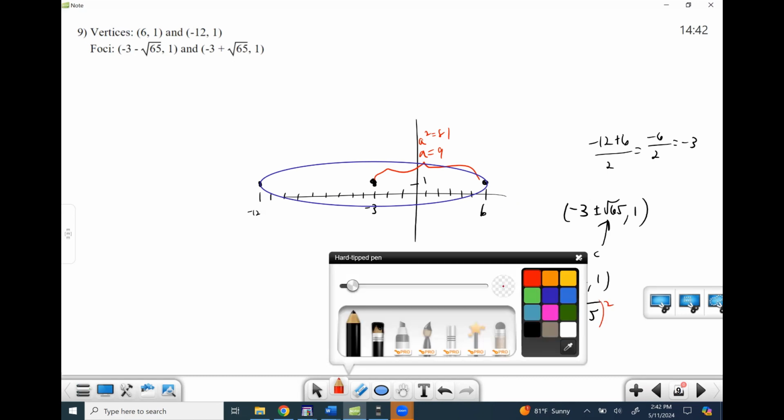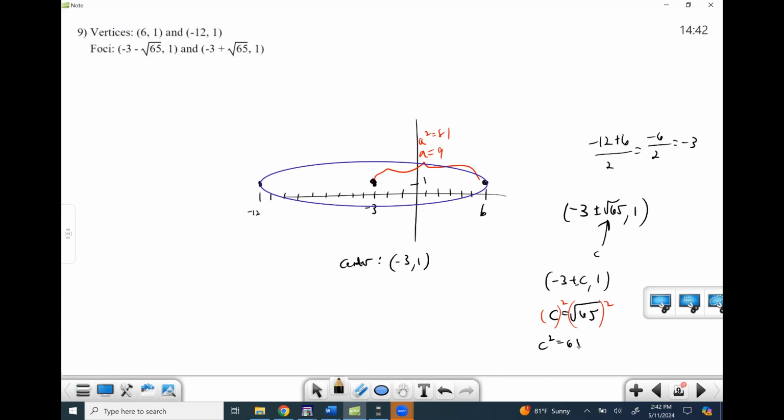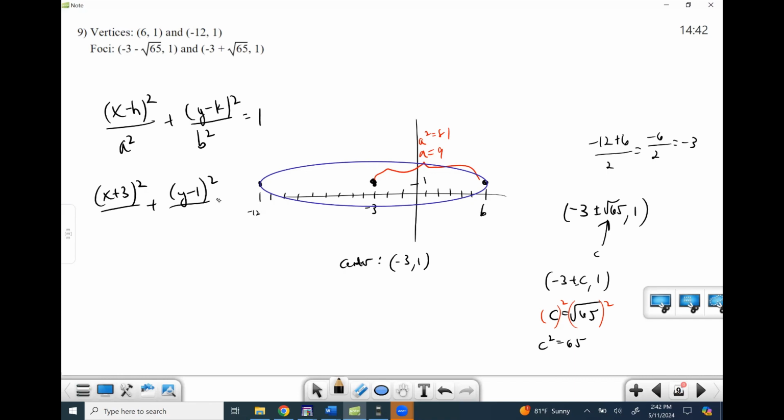So C squared is 65. Okay. So the formula that we're going to be using, well, the bigger number is going to have to go under X. So A is going to have to go underneath X. If it had been bigger up and down, then we would have put it under the Y. Now we know the center is negative 3, 1. When we plug it in, remember to change the sign. So it's going to be positive 3, negative 1.